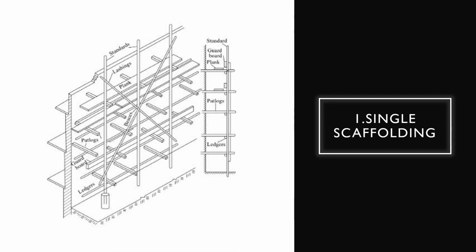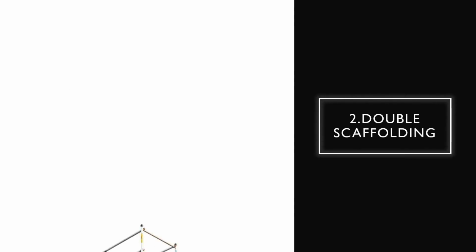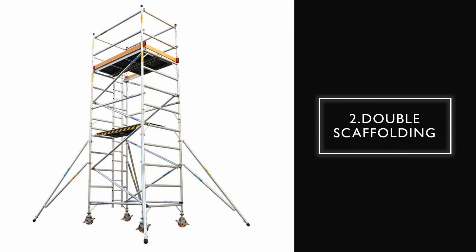First is single scaffolding. Single scaffolding is like this. We are using vertical support on only one side, and the other side is connected to the wall. Another one is the double scaffolding. The double scaffolding looks like this. They are using support from both sides, with planks on top and brace frames.